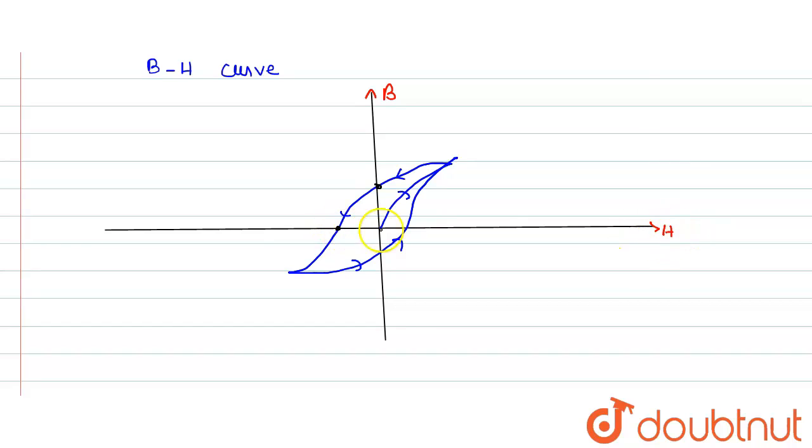If from this point we change the direction of the magnetizing field, there would be an instant when the external magnetizing field would be equal to 0, but still there would be some magnetic flux density held in the specimen. This value would correspond to our retentivity.